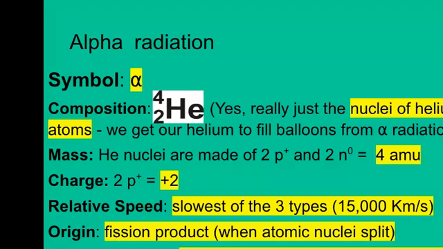Okay. How fast does this happen? The relative speed when they get shot out from the nucleus, how fast are they going? Alpha particles are slow in comparison to the other 2 types. They're pretty fast as far as speed goes. They're going 15,000 kilometers per second. That is very fast for us. We cannot move that fast as humans. But as far as radiation goes, that's pretty slow.